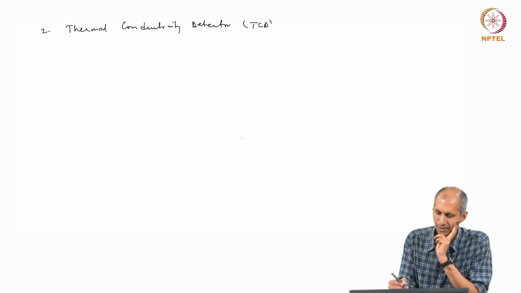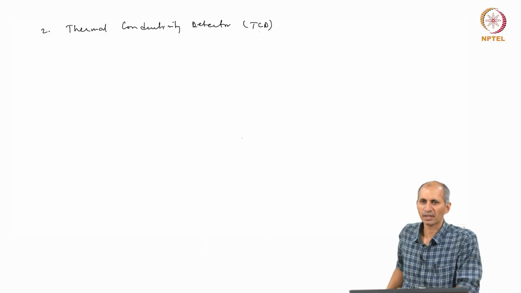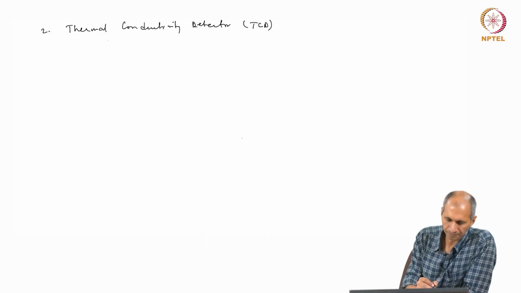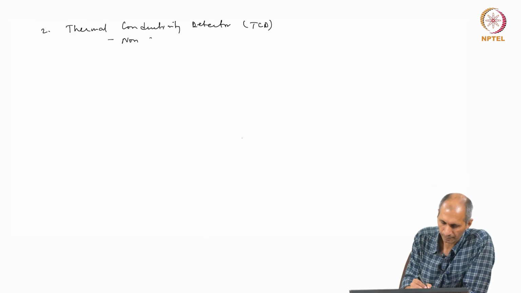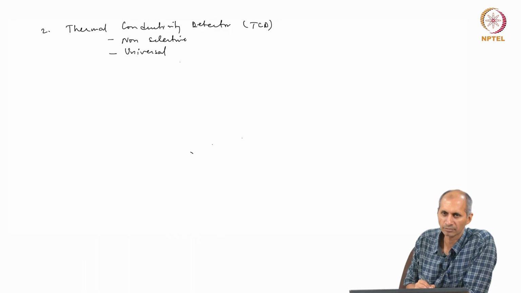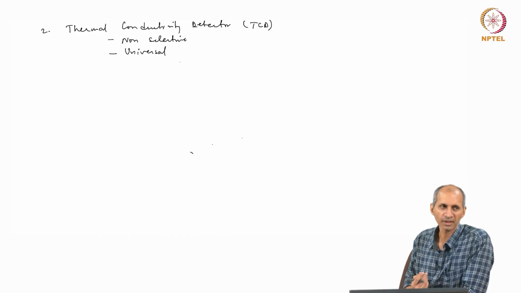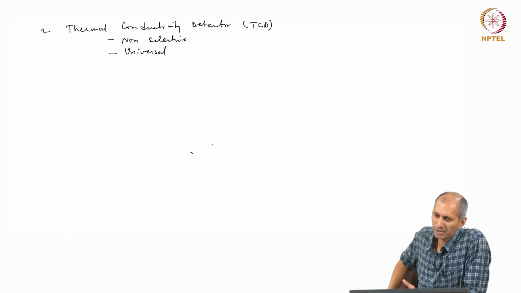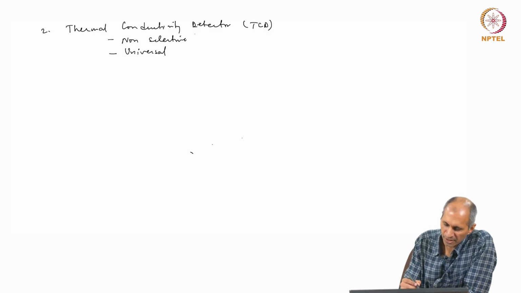Or TCD. This one is also non-selective, which means that it does not give you any specific information about the compound analyte, but this is what is called a universal detector. It will detect anything. You can measure oxygen, hydrogen, carbon dioxide, carbon monoxide, anything that you want. Okay. Because it is measuring thermal conductivity with a reference.